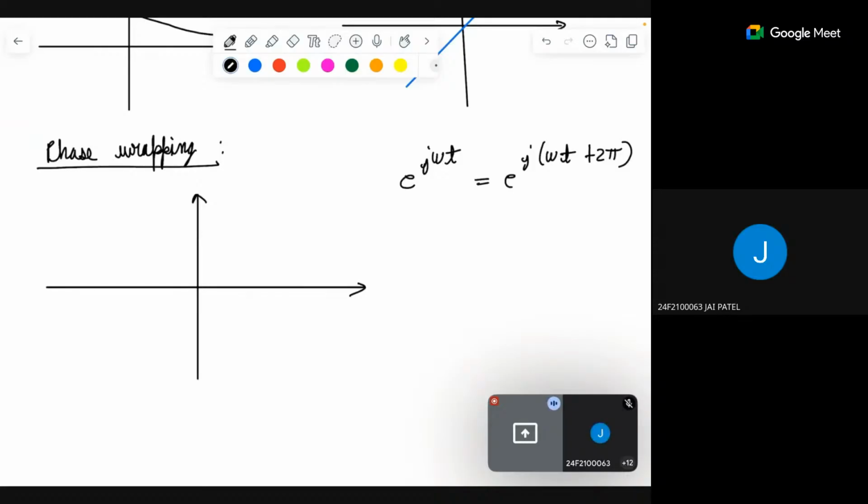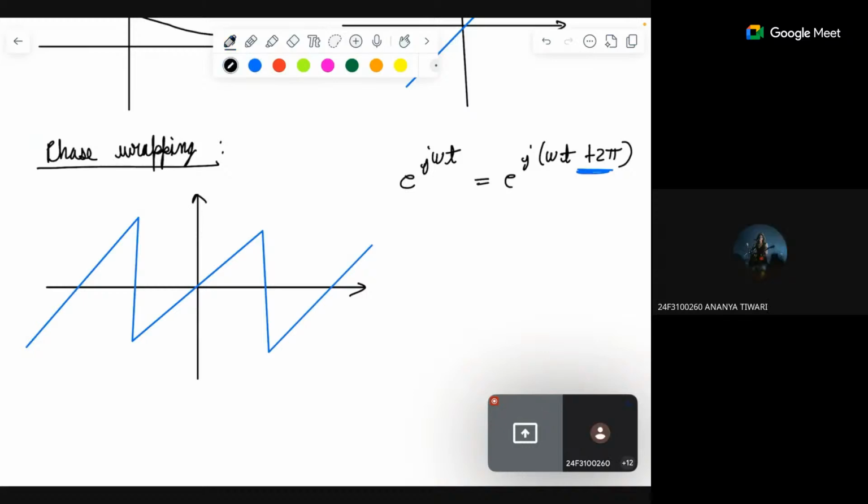So that is what is essentially used in phase wrapping. Like for this interval, it will be like this, then it will go down again to this negative value, and it will repeat. Basically this periodicity thing comes here. Okay, ma'am. Got it.